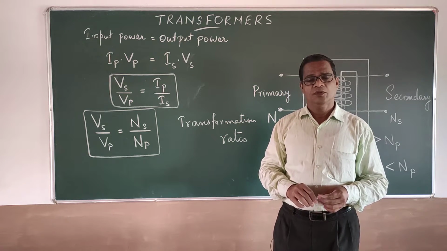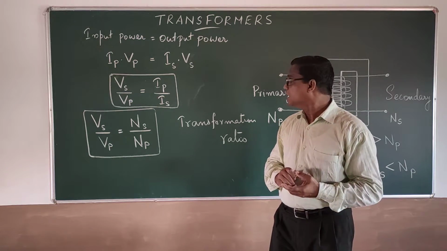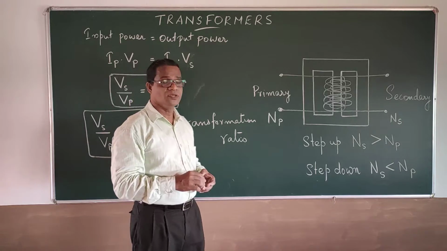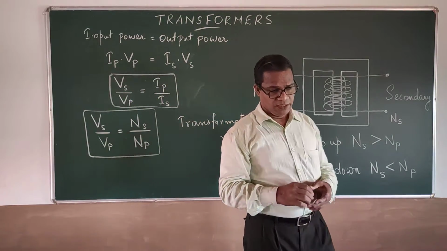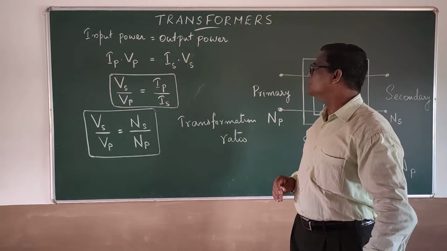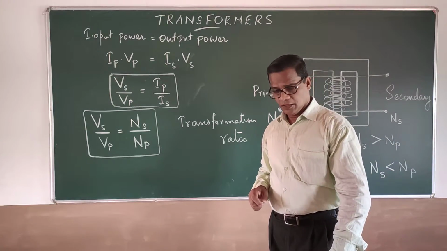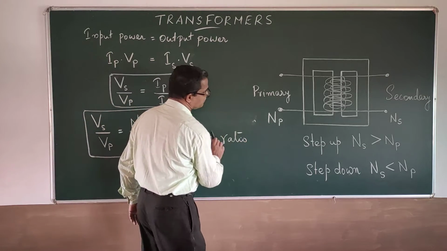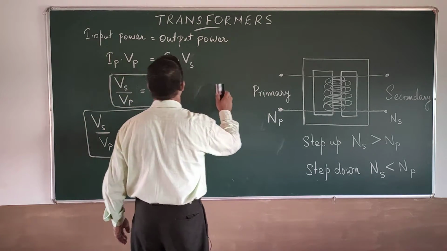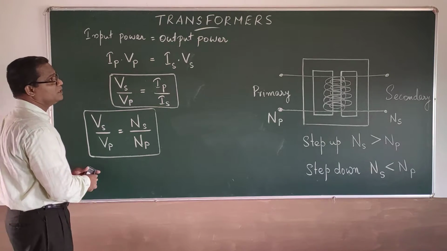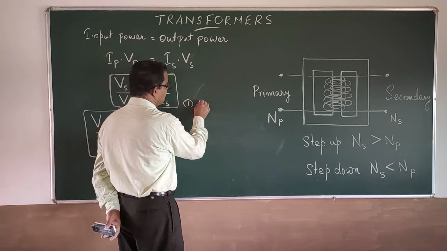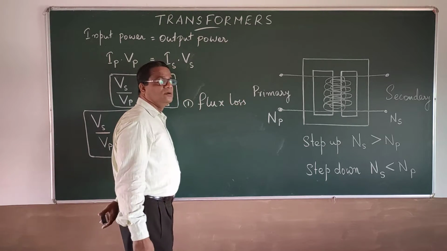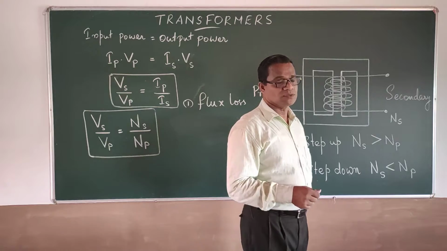So there is always a loss of power coming, and that loss of power is due to 4 different ways possible. One, losses in the transformer, or transformer loss. So if we consider the transformer loss, first one is the flux loss, flux leakage or flux loss.